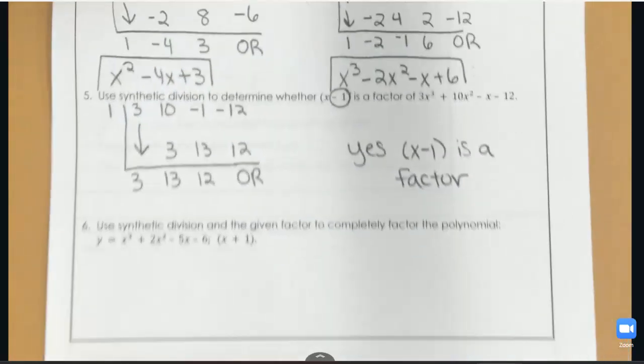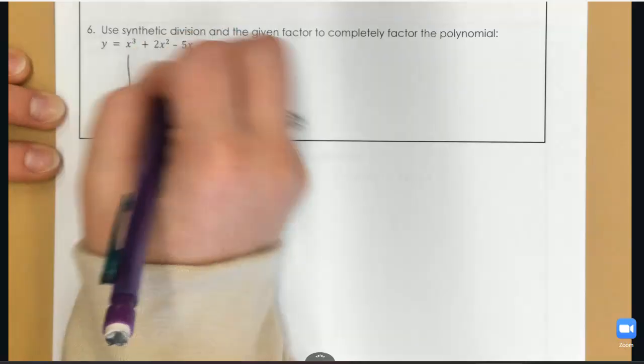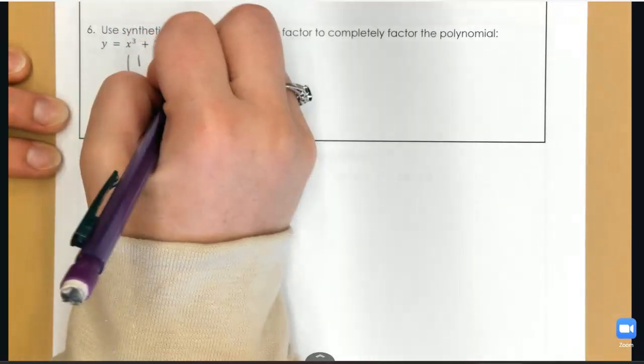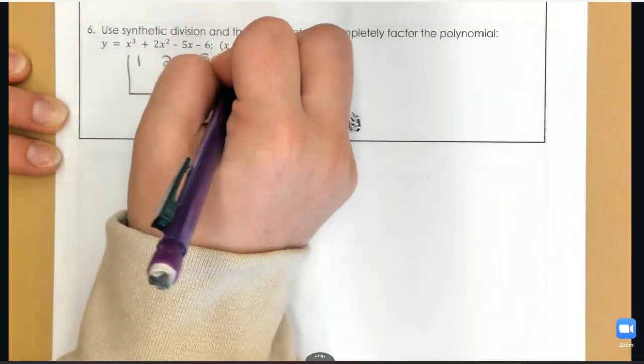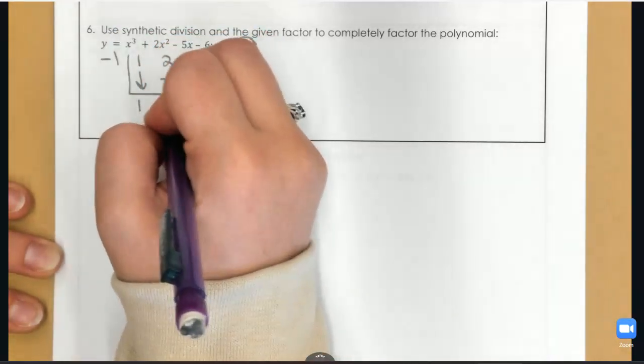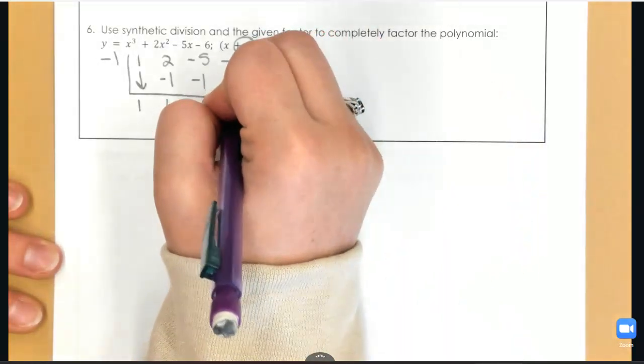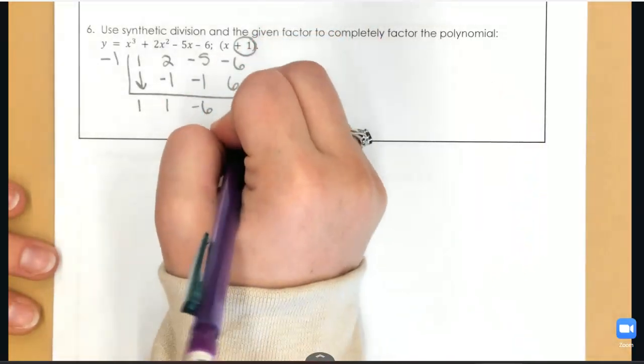All right, our last one, we're going to use synthetic division to completely factor this polynomial. So setting up my house, I'm not missing any terms, so I don't have to worry about a placeholder. The opposite of positive 1 is negative 1. That's what will go on the outside. So I've got 1 times negative 1 is negative 1. 2 minus 1 is 1. 1 times negative 1 is negative 1. Negative 5 minus 1 is negative 6. Negative 6 times negative 1 is 6. Negative 6 plus 6 is 0.